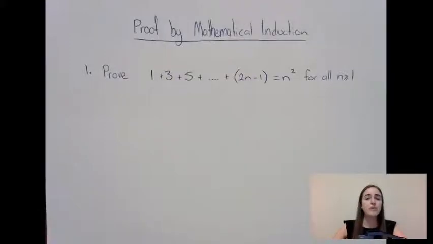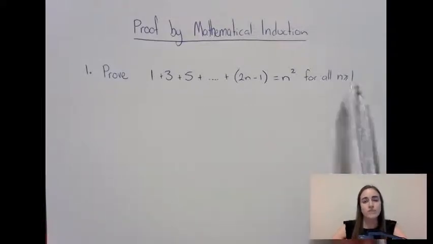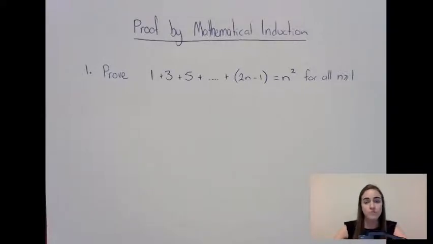In this video, I want to run through two examples of your basic proof by mathematical induction question. So our first one is: prove that 1 plus 3 plus 5 plus all your odd numbers up to 2n minus 1 is going to be equal to n squared for any n greater than or equal to 1. When we talk about n, we're talking about the natural numbers, so whole positive numbers.